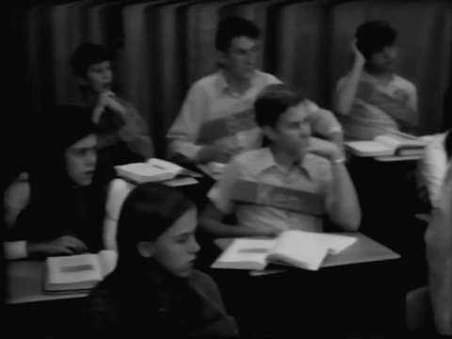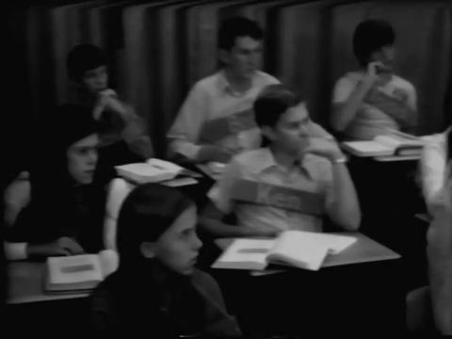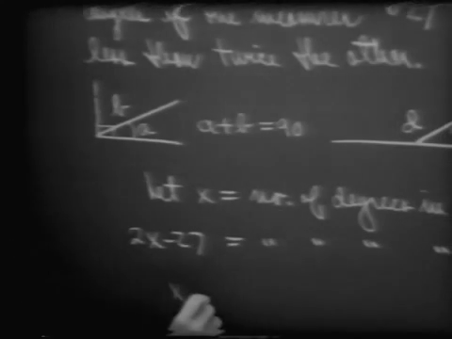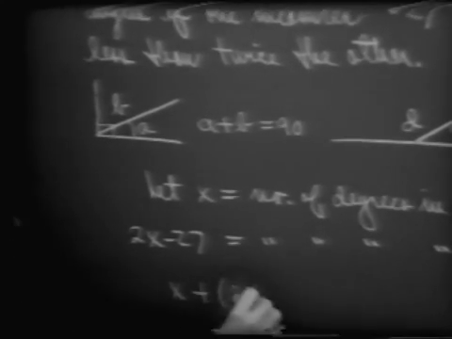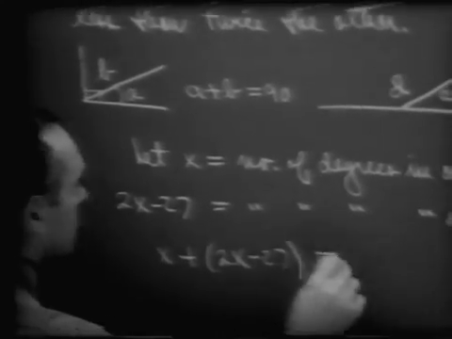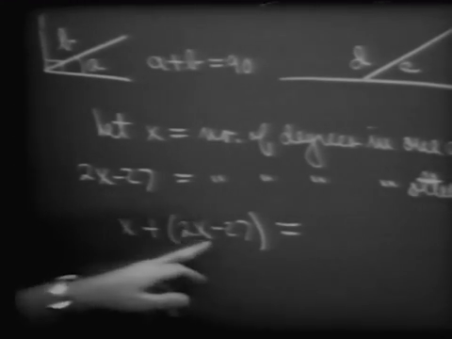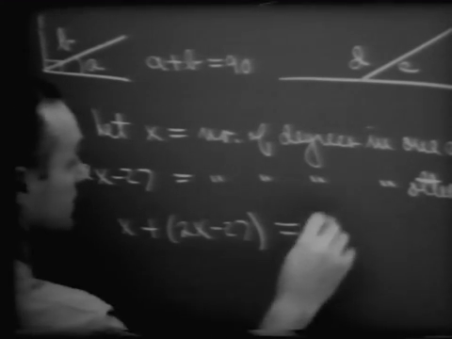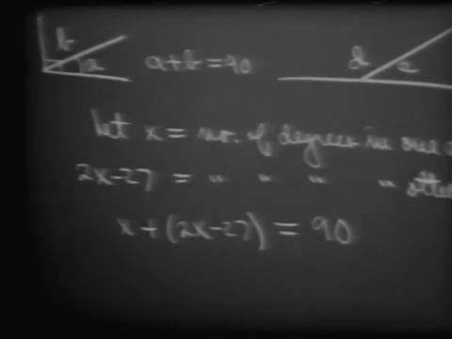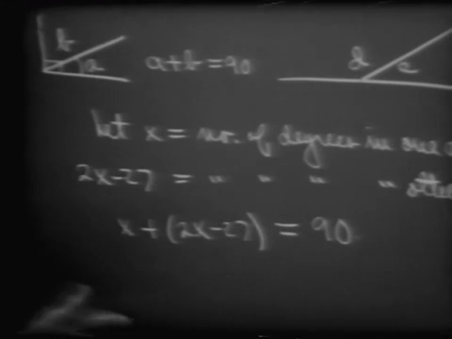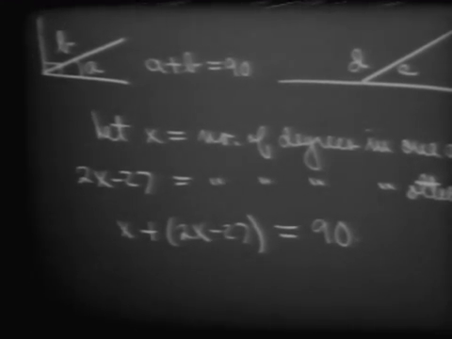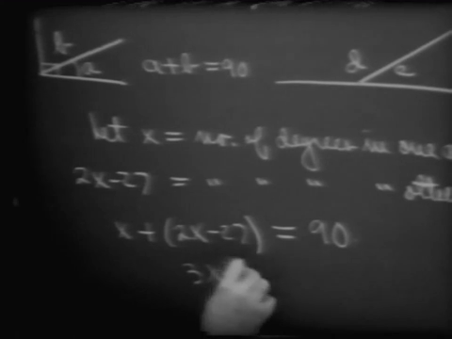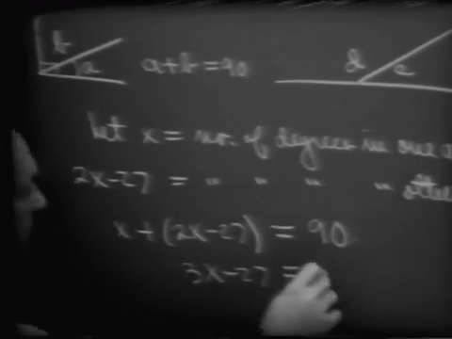Well, let's go back and use our definition of complementary angles first, and then we'll write a simpler sentence. Ron says, x plus 2x minus 27. Let's indicate that as our other angle, so I'll put it in parentheses, and of course the sum of the two angles is equal to 90, since they are complementary by definition. Now, David, why don't you give us your sentence? 3x minus 27 is equal to 90.